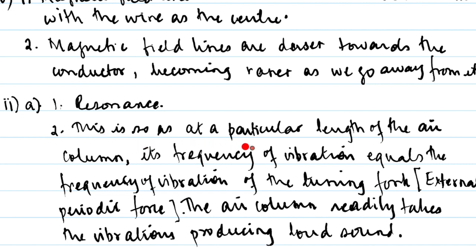So we say this is so as at a particular length of air column, the frequency of the air column will be equal to the frequency of vibration of the tuning fork, which is the external periodic force. And then the air column readily takes up the vibrations and produces loud sound due to resonance. Okay, so let's come to B part.